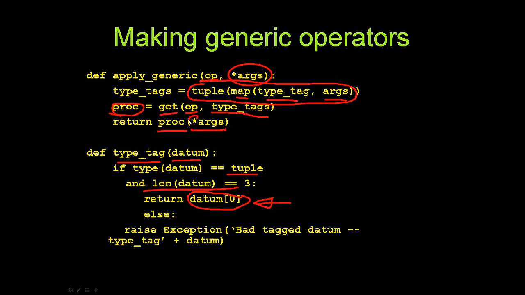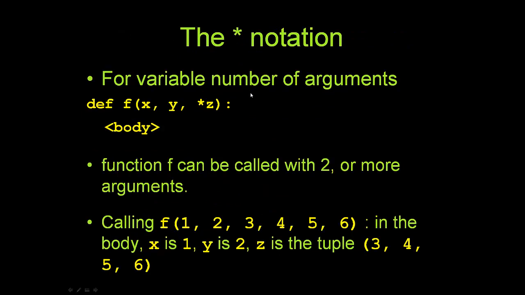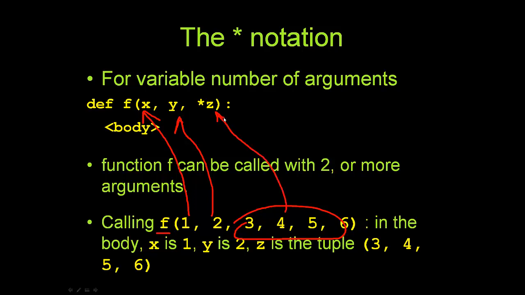Now, interestingly, there's this star thing here, and we'll talk about that. The star notation allows you to take care of functions with a variable number of arguments. For example, if you define f(x, y, *z) with this body, then this function f can be called with 2 or more arguments. If you call function f with 1, 2, 3, 4, 5, 6, then 1 gets mapped to x, 2 gets mapped to y, and everything else is put in a tuple and gets mapped to z. That's what it means. So star means that I'll take whatever is coming after.